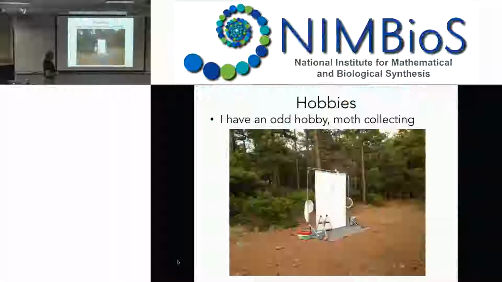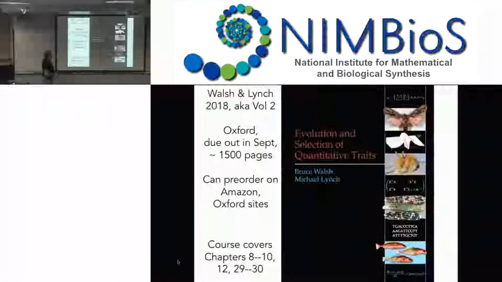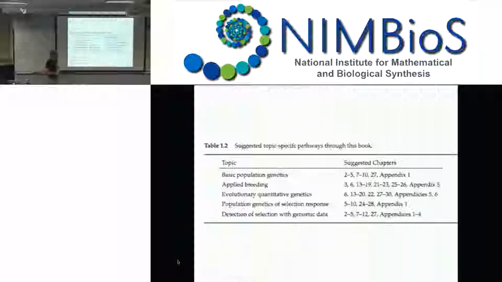We say that because Volume 2, which is not Lynch and Walsh, but Walsh and Lynch, which is coming out, asks about the evolution and selection of the traits. By the way, a couple of fun facts on here. That's my wife's little rabbit when he was young. That is Lithophane leei, a moth I named after my wife. So, bright pink thing. So Mike got his daughter and his son. I have my wife's moth and her rabbit on the cover here.